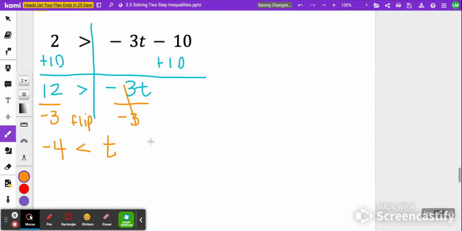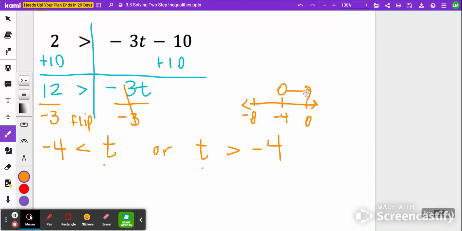Now, if you are ready to graph this one, you can rewrite it as t is greater than negative 4. Notice how the inequality is still opening to the t. Same thing here, so that when I graph t is greater than negative 4, that is an open circle pointing to the right.